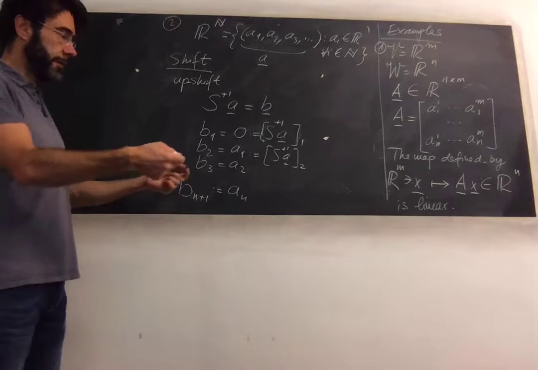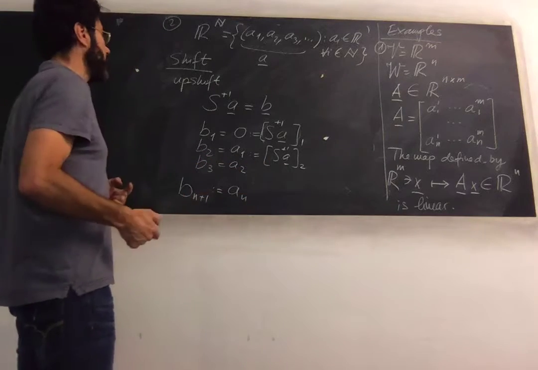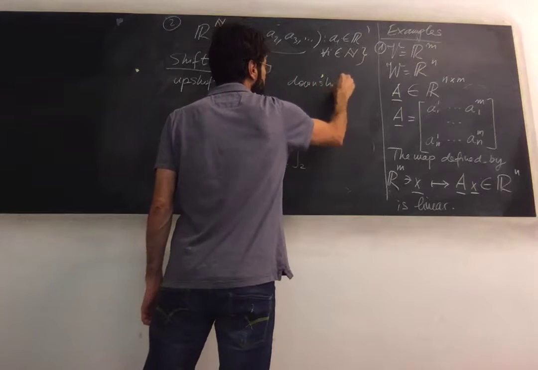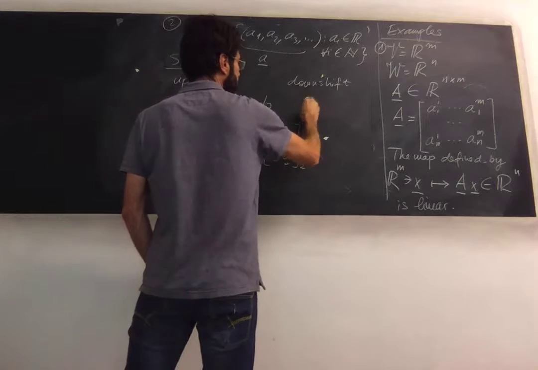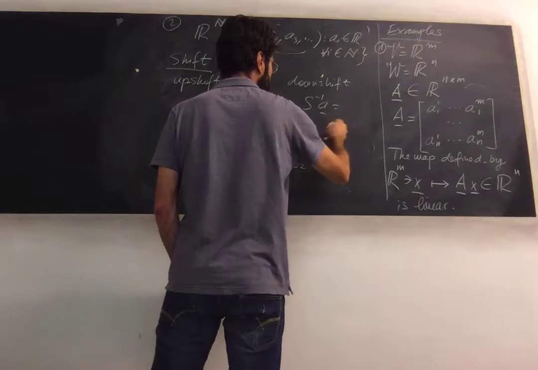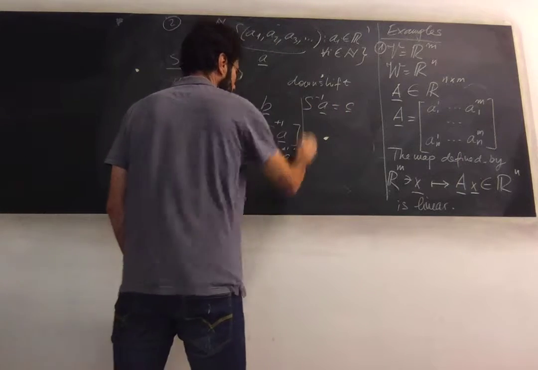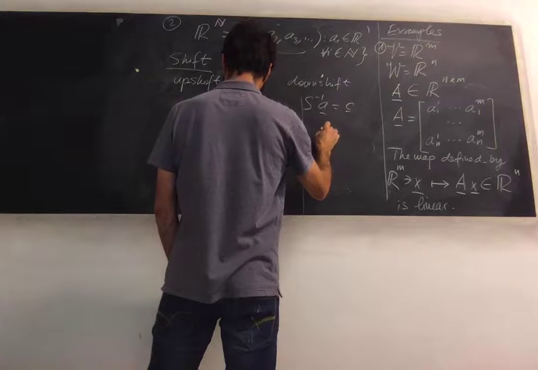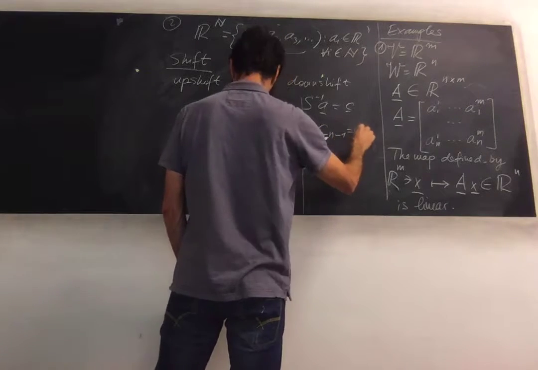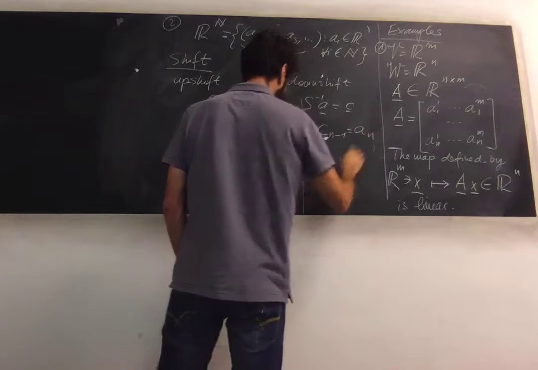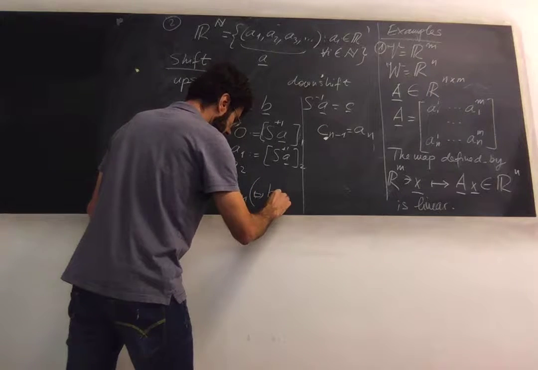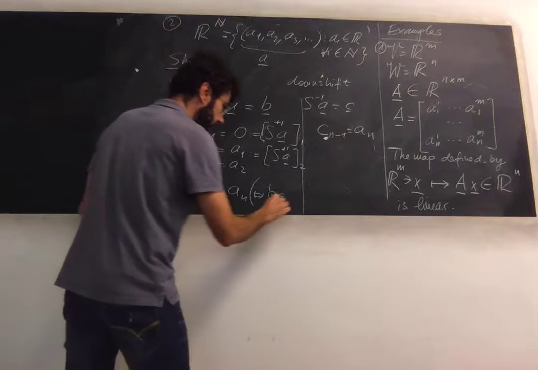The downshift is when you take the sequence and you shift it down. So let's call it S minus 1. S minus 1 of a is equal to some other element, let me call it C, so as not to confuse it with B, where c_{n-1} is equal to a_n. Mind you, the upshift can be written also in the equivalent form as b_n equals a_{n-1}.